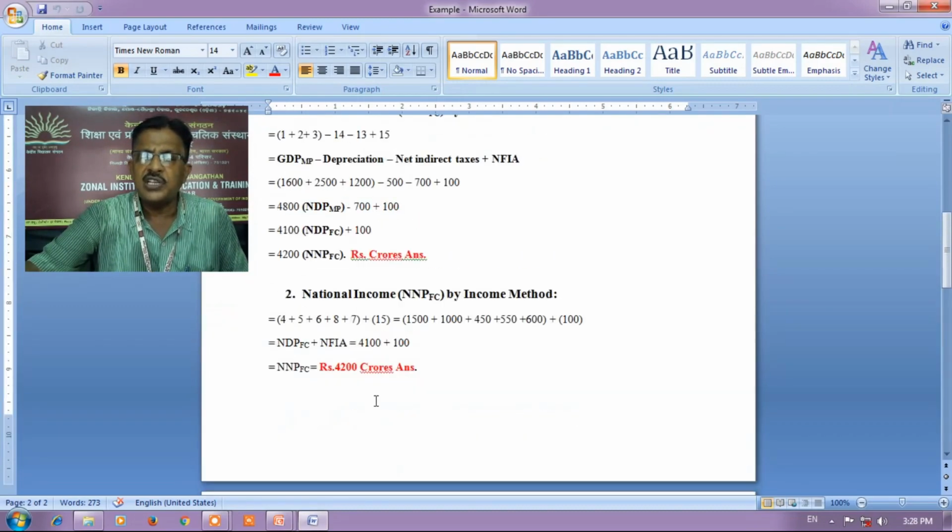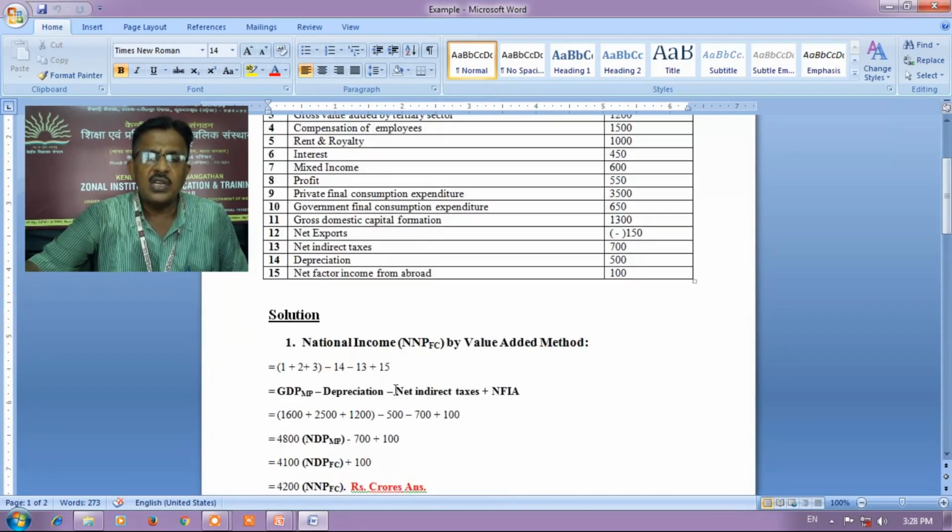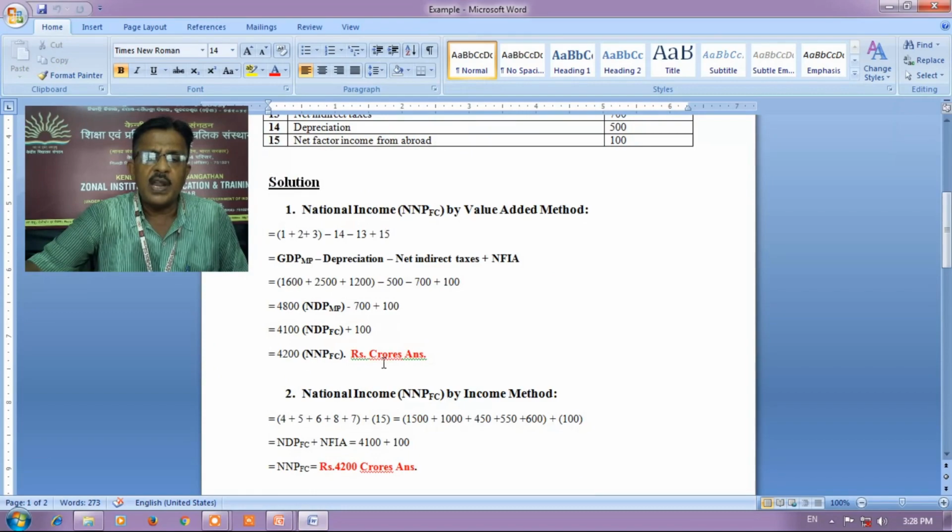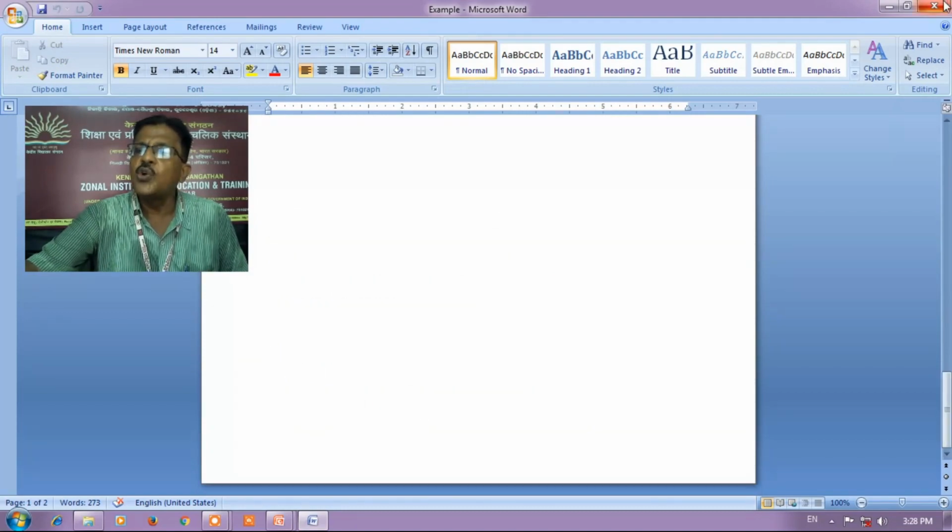So the reconciliation shows here that in all the three methods the value of NNP at factor cost, that is national income, is the same. That has to be noted by all of you.